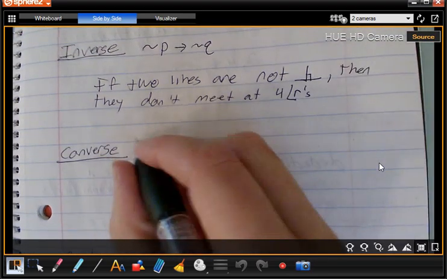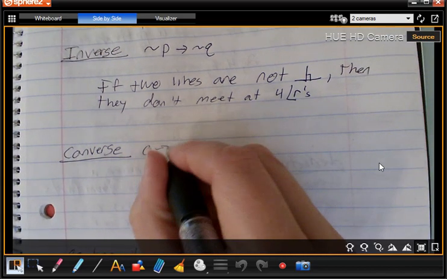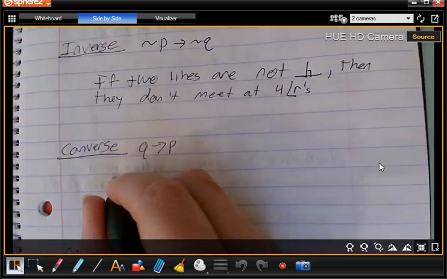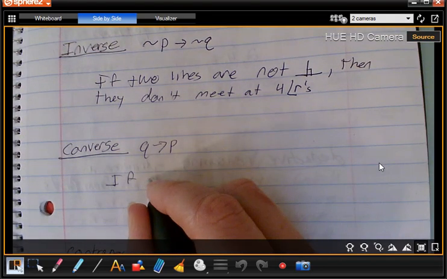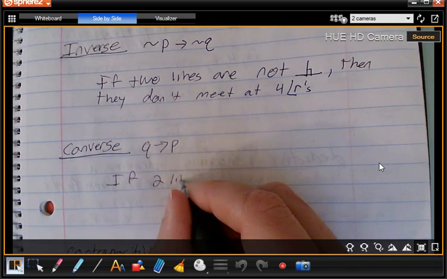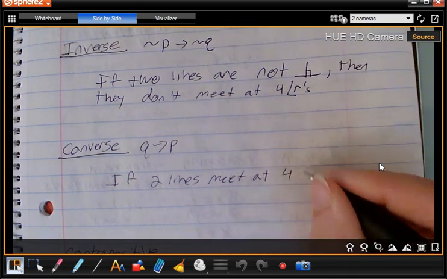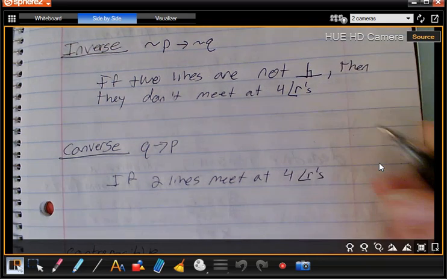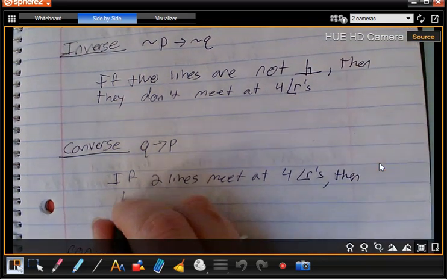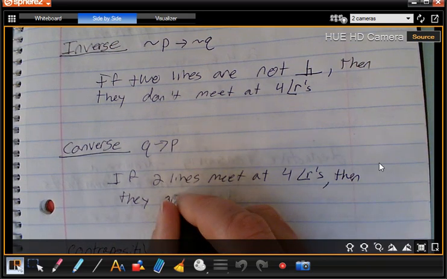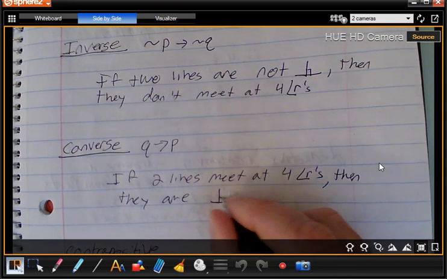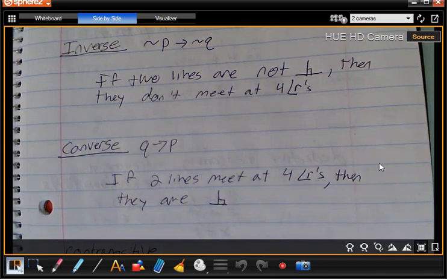Converse is you switch it. You're going from P to Q to Q to P. Okay, so we're going to say if 2 lines meet at 4, and I'm going to shorten this, right angles, then they are perpendicular. So I've switched it. Okay, I've changed it from the conditional statement to the converse by switching the hypothesis and the conclusion.